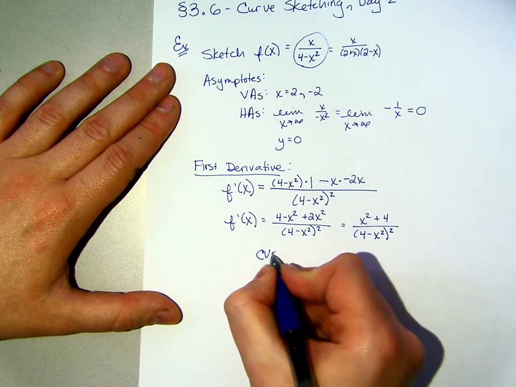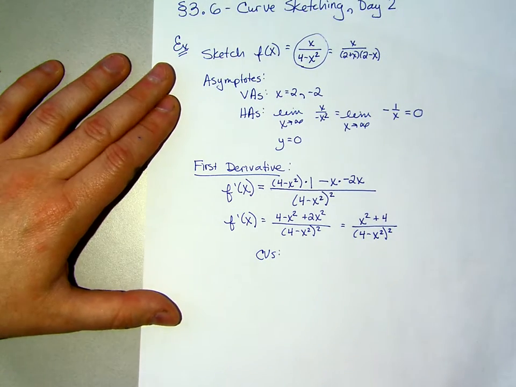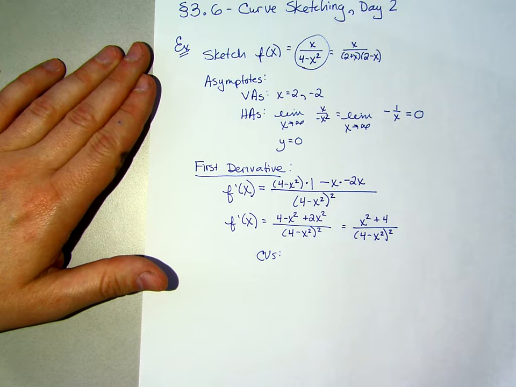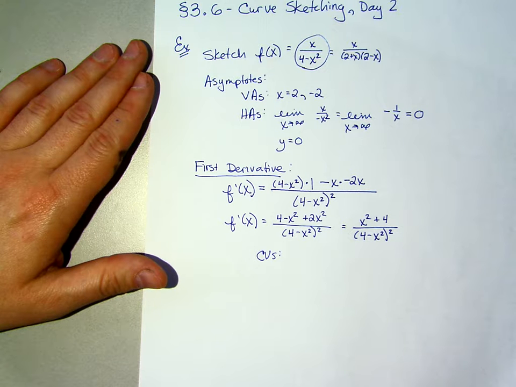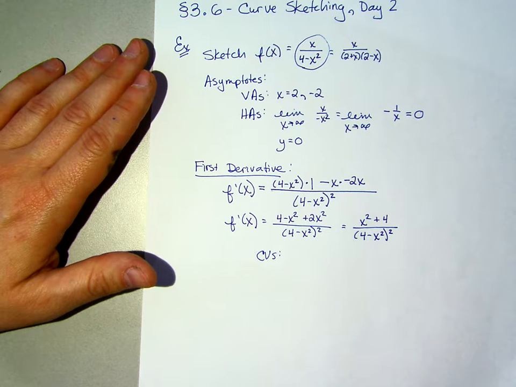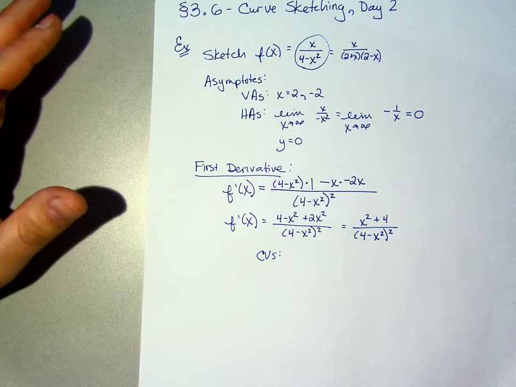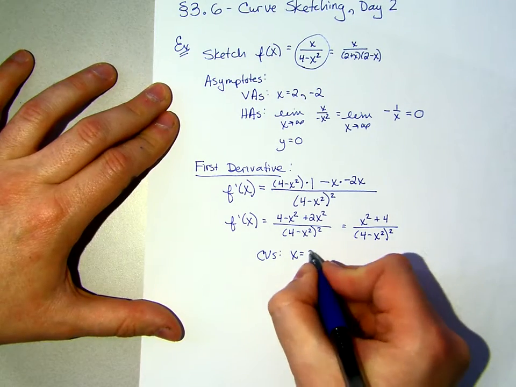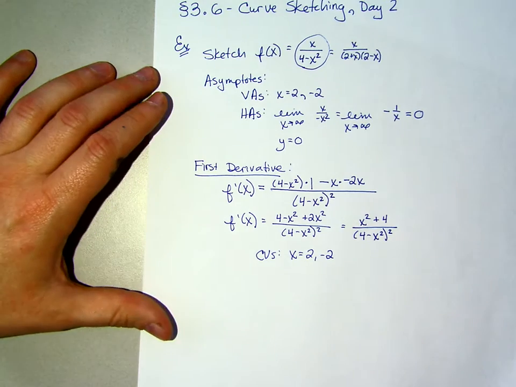Critical values, what do we get from the top? From the top? Set it equal to 0, you're going to get plus or minus square root of negative 4, nothing real. So they're all going to come from the denominator. Yeah, there are two critical values at 2 and negative 2.